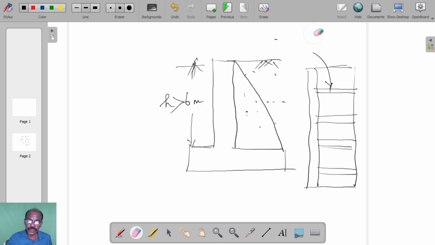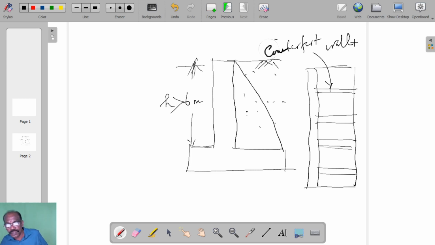Okay, counterfort wall. This type of retaining wall is known as counterfort retaining walls. Another type of retaining wall is the buttress retaining wall. That is similar to the counterfort wall. The buttress retaining wall is similar to the counterfort retaining wall, but with a difference.